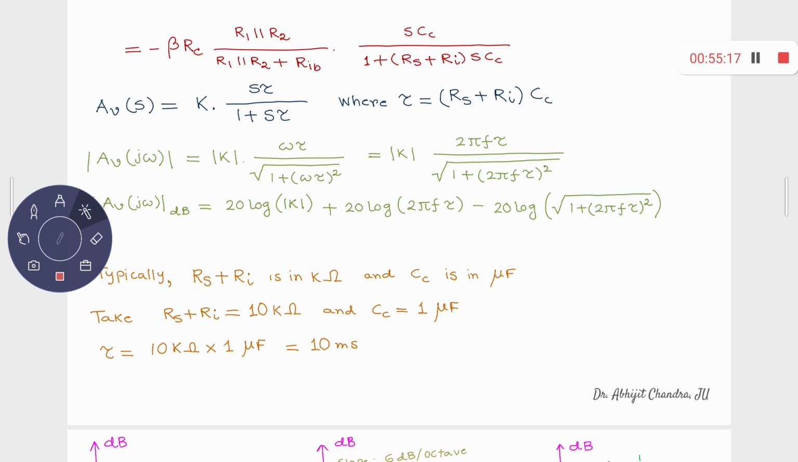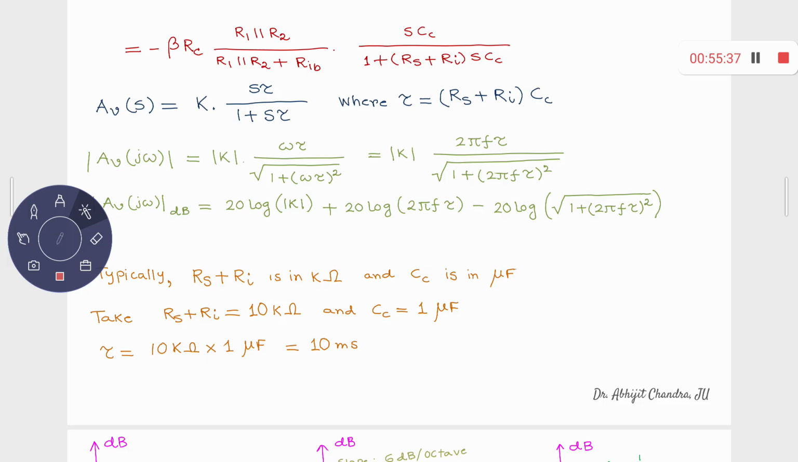The higher cutoff frequency is essentially governed by those internal capacitors like your C pi and C mu. And the lower cutoff frequency is governed by one capacitor you have seen, that is Cc. Cc will govern the lower cutoff frequency. So accordingly, you have to select the value of Cc, the coupling capacitor value. What should it be? Now this resistance is already 10 kilo ohms, say for example.